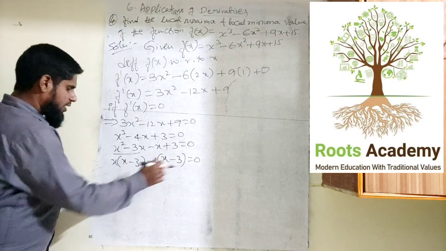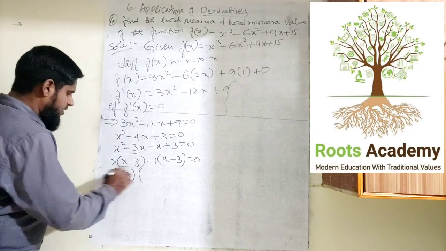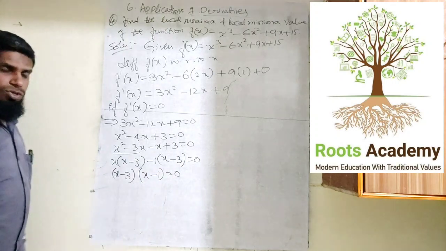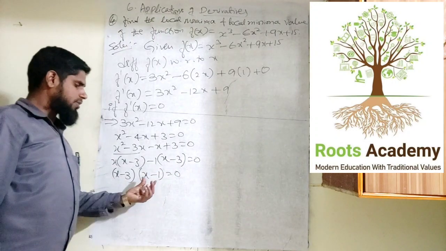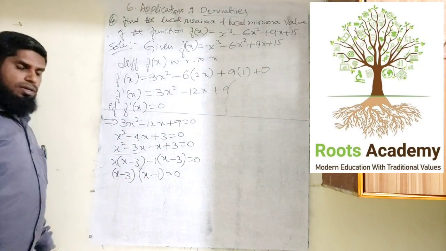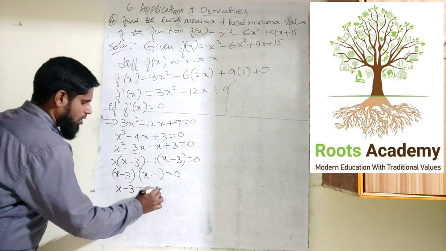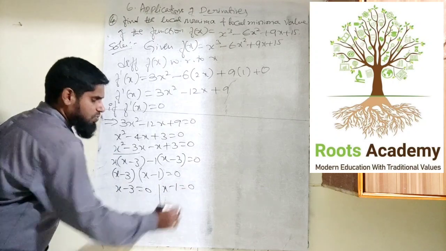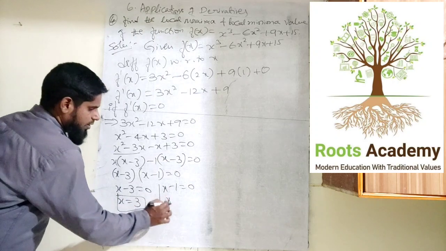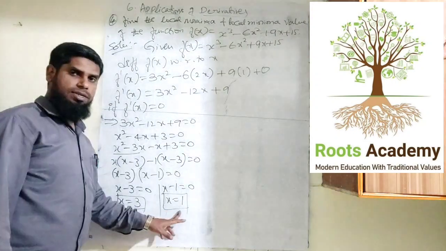Now again x − 3 is common here. If I remove x − 3, from the first term x is left out, from the second term minus 1 is left out. So with this I got x − 3 and x − 1 as the factors of this quadratic equation. With this I can declare that x − 3 is equal to 0 and x − 1 is equal to 0. Then I will get the value of x as 3 and the value of x as 1. These are the two values of x.